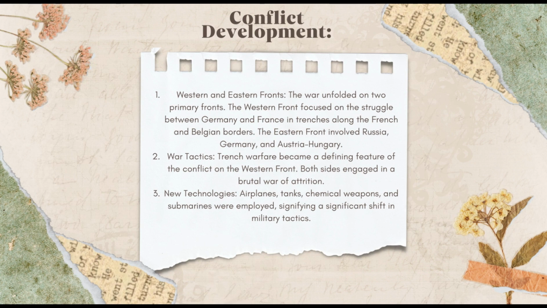The war unfolded on two primary fronts. The Western Front focused on the struggle between Germany and France in trenches along the French and Belgian borders. The Eastern Front involved Russia, Germany, and Austria-Hungary. 2. War tactics. Trench warfare became a defining feature of the conflict on the Western Front. Both sides engaged in a brutal war of attrition. 3. New technologies. Airplanes, tanks, chemical weapons, and submarines were employed, signifying a significant shift in military tactics.